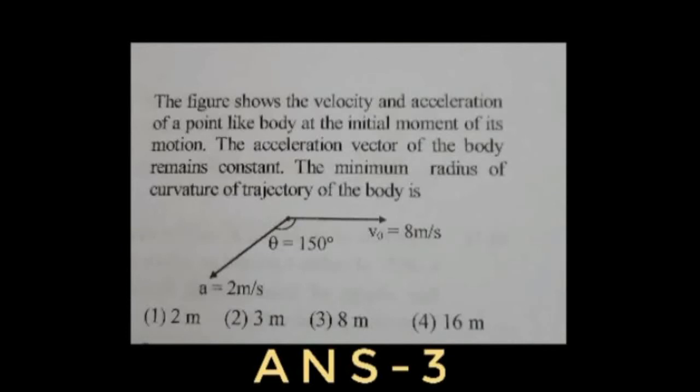The acceleration figure is given and you have to find the minimum radius of trajectory if the acceleration remains constant. It's between velocity and acceleration of a particle.